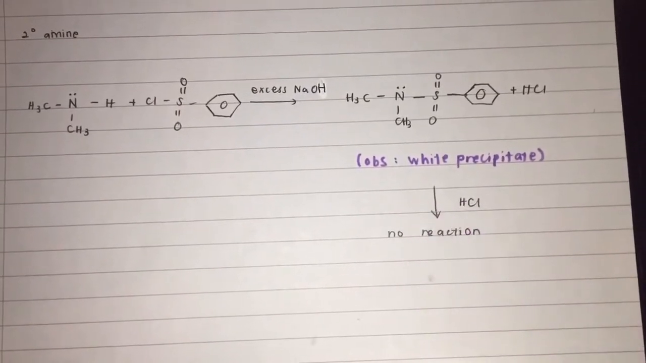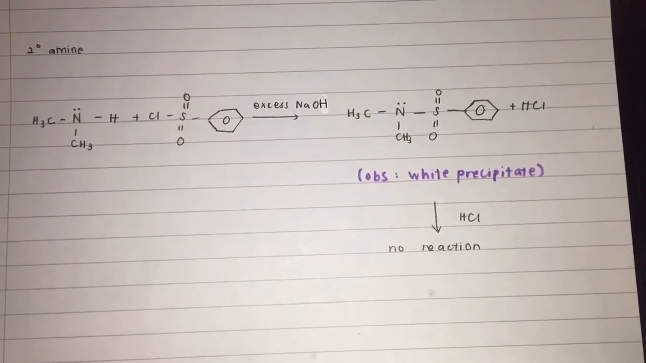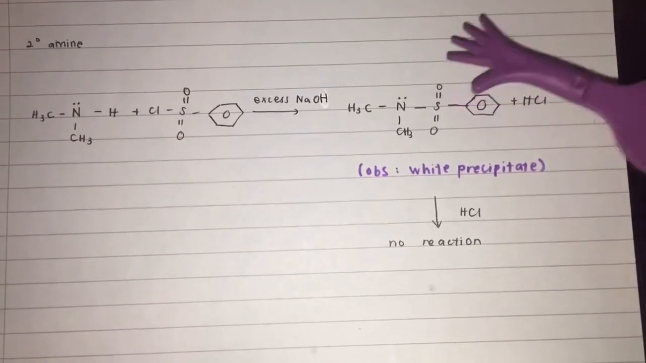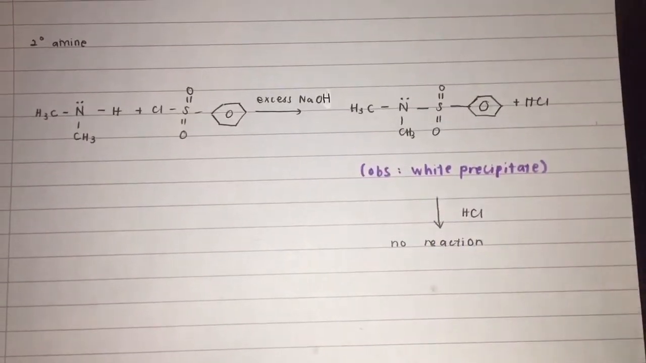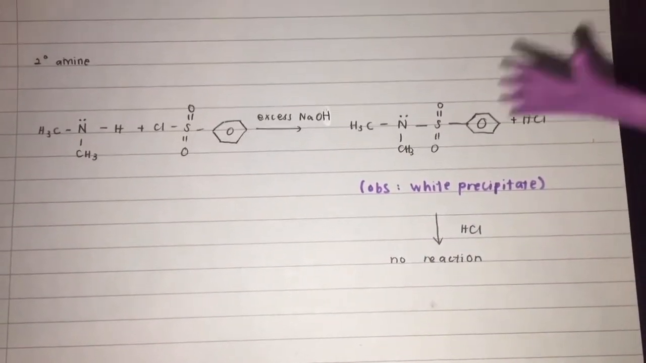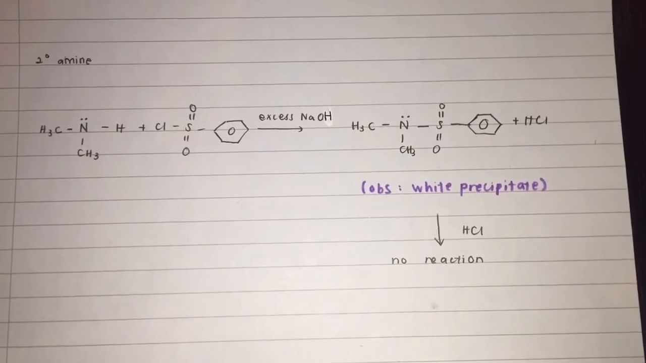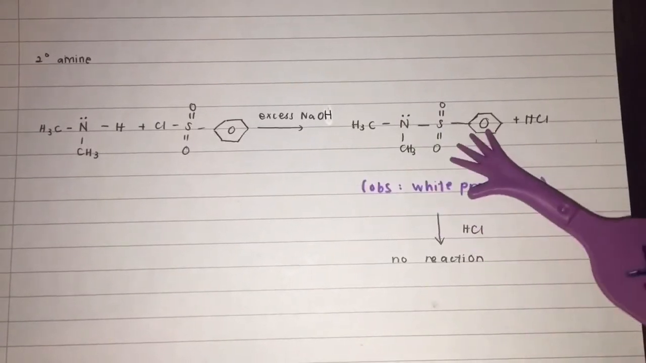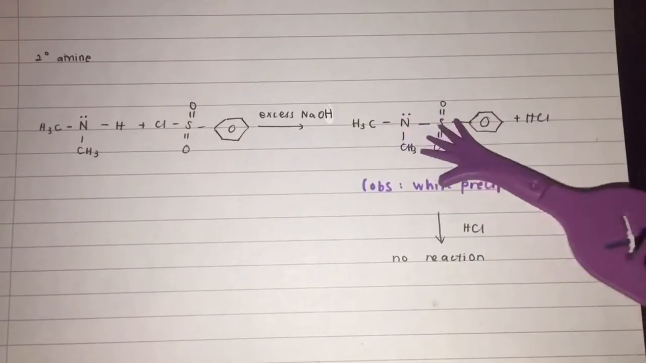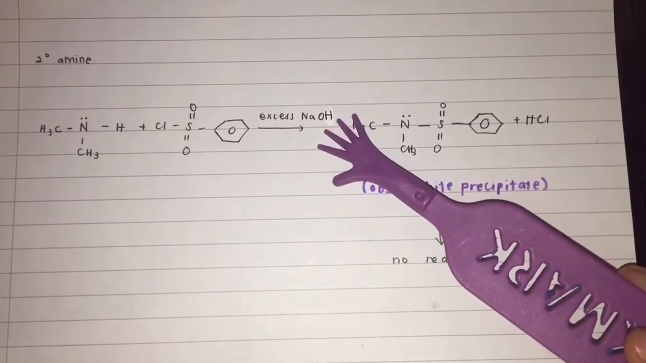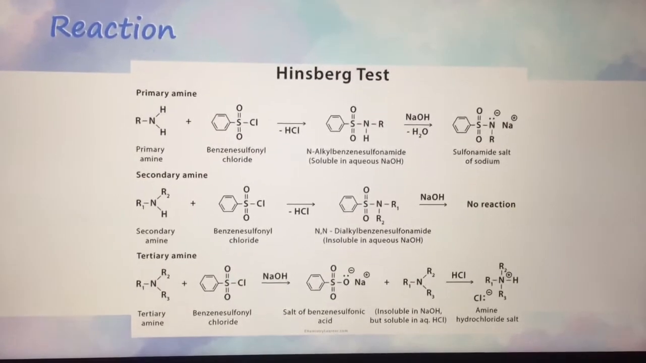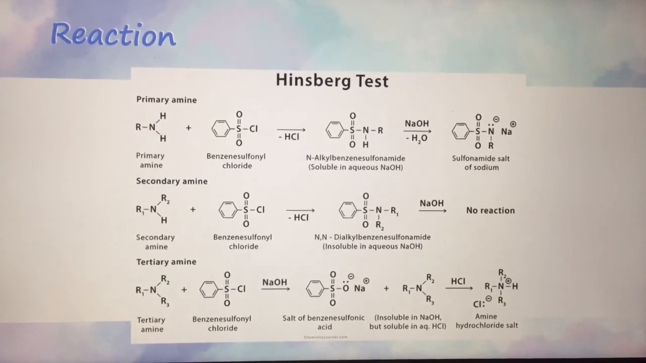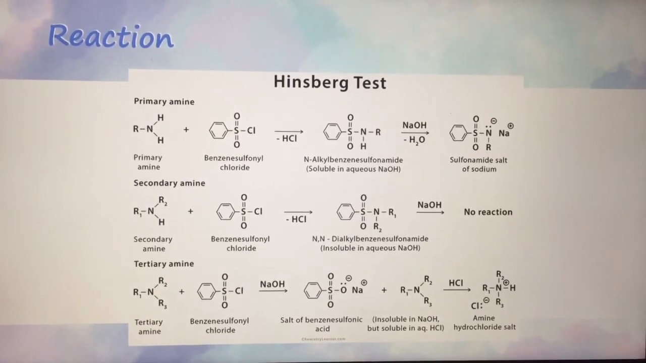Okay, so for the reaction with hydrochloric acid, there are no observable changes, which means there is no reaction for it. Why does the white precipitate not dissolve in sodium hydroxide? It is because there is no acidic hydrogen like in the primary amine. So that's why it doesn't dissolve in the sodium hydroxide or in a basic solution. This is the Hinsberg test reaction.